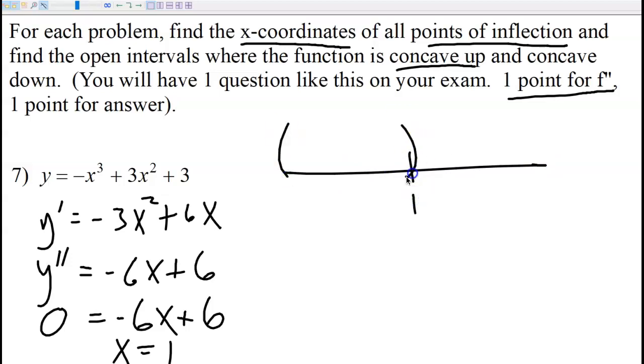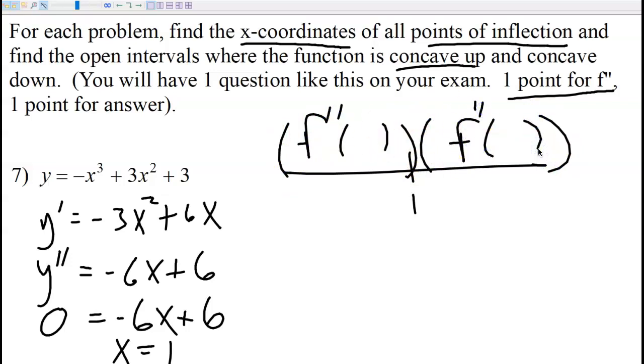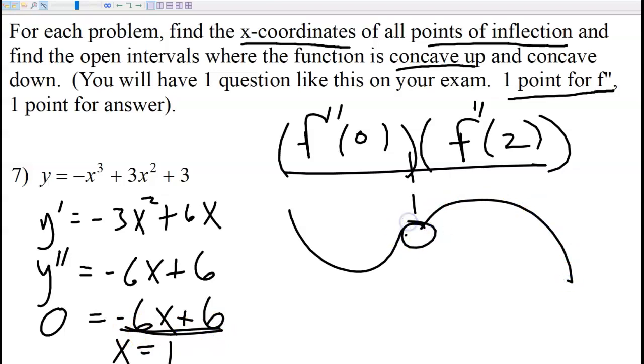So, number line test again, but this time we plug it into our second derivative. So we'll plug in 0 and we'll plug in 2 to our second derivative. Now if I plug in 0, I'm going to get a positive number. And whenever you have a positive number, we're going to draw a concave up. And whenever you plug in 2, you're going to get a negative answer. And so that means it's going to be concave down. And so yes, the point where they connect would be a point of inflection.